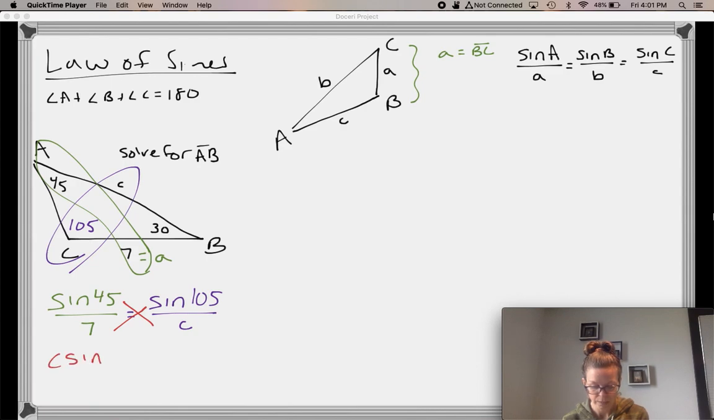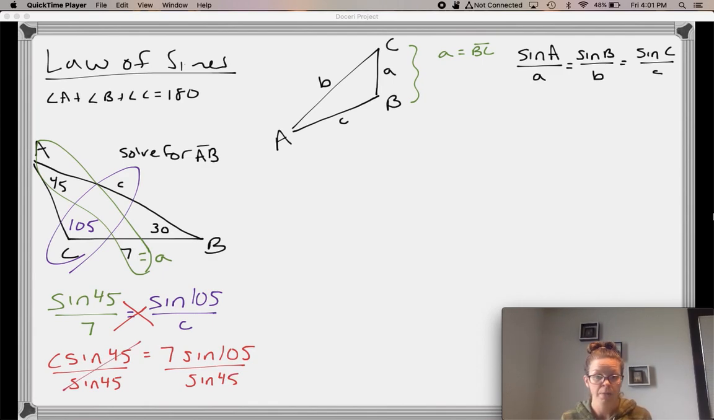Okay, so now that we're back at it, we're going to solve this by cross multiplying. C sine of 45 equals 7 sine of 105. And I do suggest that you put that 7 out front, because we're not multiplying 105 times 7. We're multiplying the sine of 105 times 7. But what we want to know is what is c, and c is not alone yet, so we're going to finish out by dividing by that sine of 45.